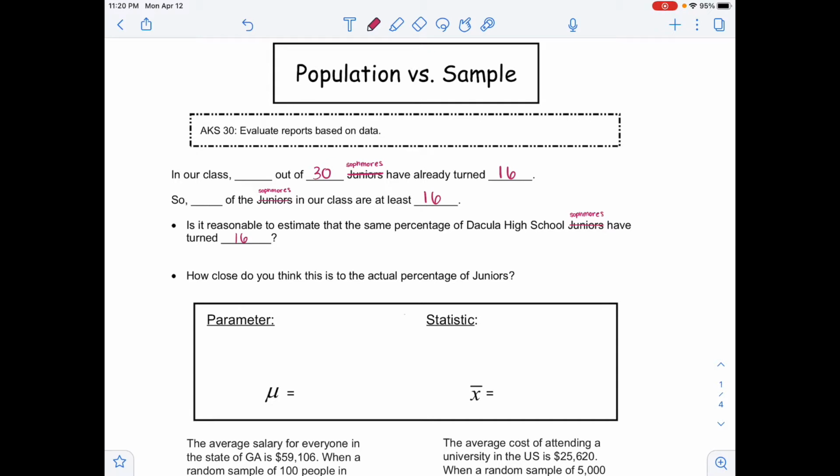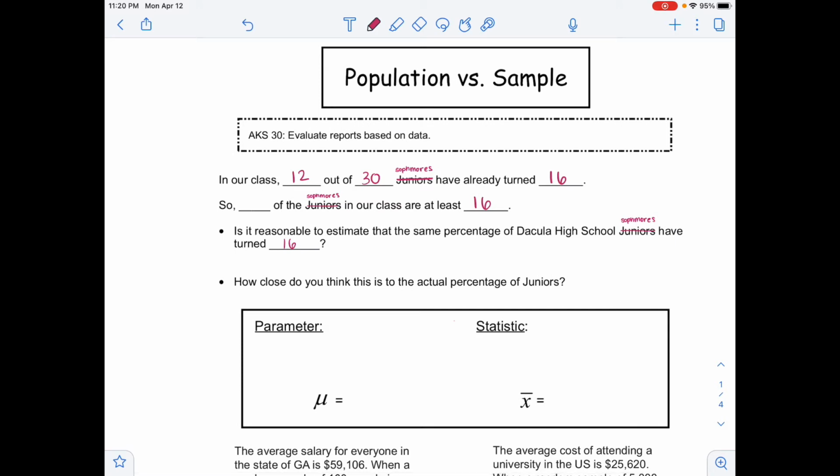Let's say I went around, I asked each of you how old you are, and 12 out of 30 said, yes, I have turned 16. So 12 out of 30, that's kind of like a ratio, right? That's how many we have out of the total. I could turn that to a percent if I do 12 out of 30, which is the same as 12 over 30. I get the decimal 0.4, which tells me that 40% of the sophomores in our class are at least 16.